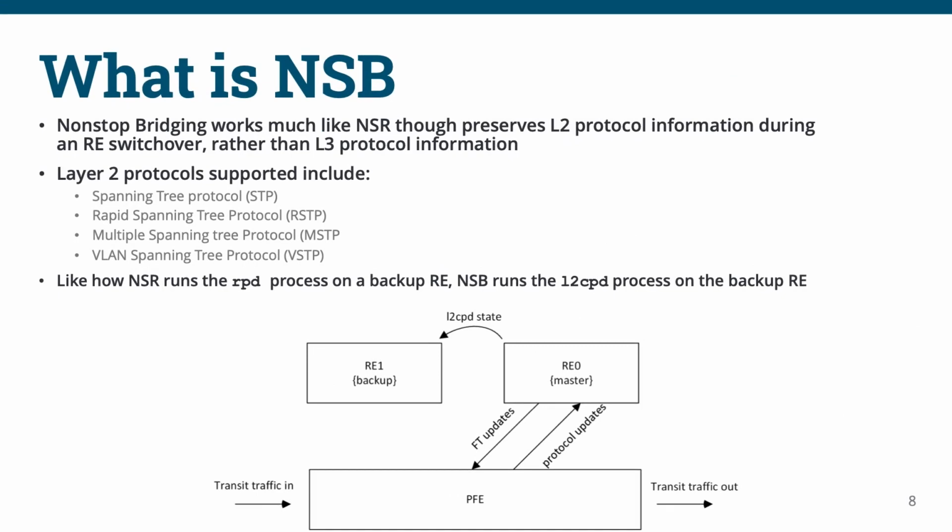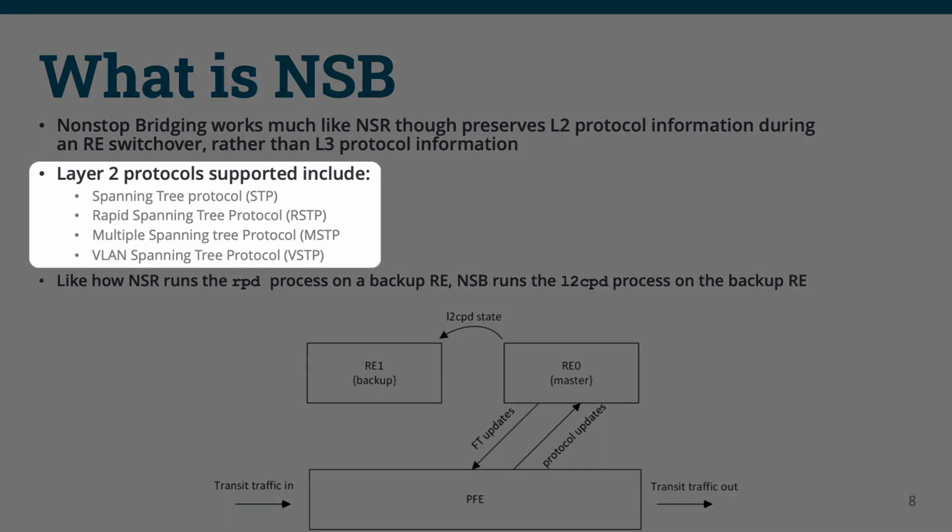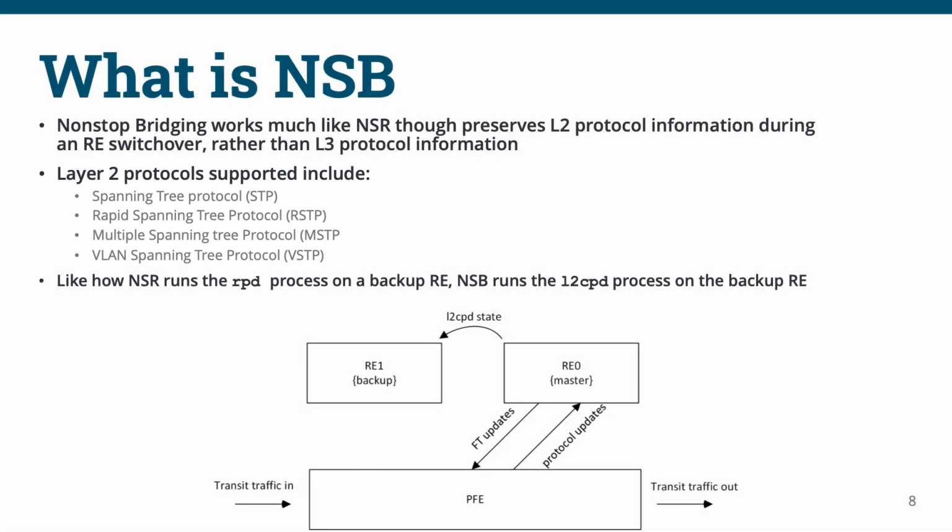Non-stop bridging works just like non-stop routing, except for Layer 2 protocols instead of Layer 3 protocols. NSB supports the Layer 2 protocols listed here, essentially each flavor of spanning tree protocol. Similar to how NSR causes the RPD to run simultaneously on redundant routing engines, NSB has the L2CPD, or Layer 2 Control Protocol daemon, run simultaneously on redundant routing engines. Then, Layer 2 Control Protocol state is synchronized between the REs. Let's see how we can implement NSB as well.